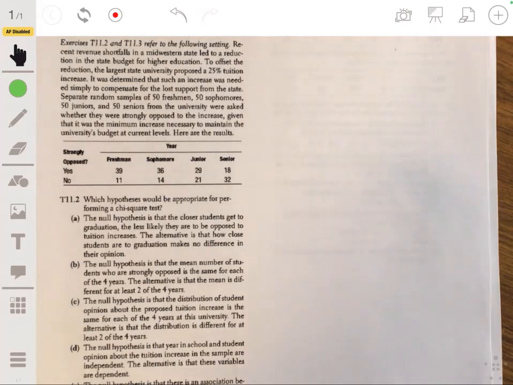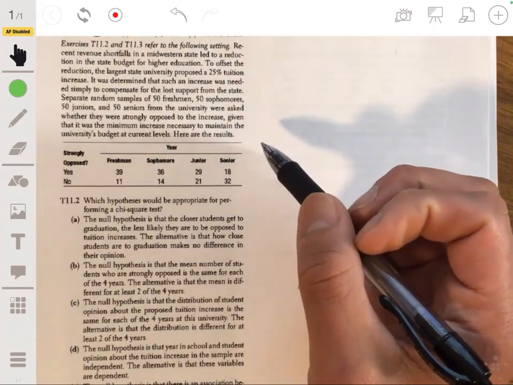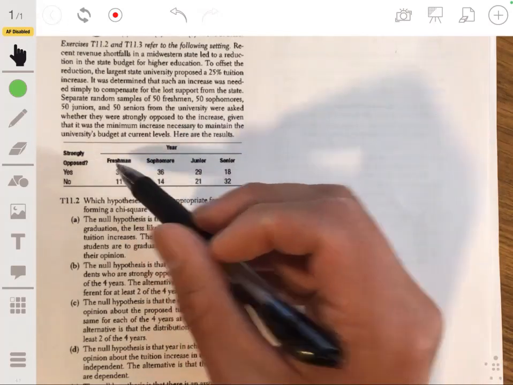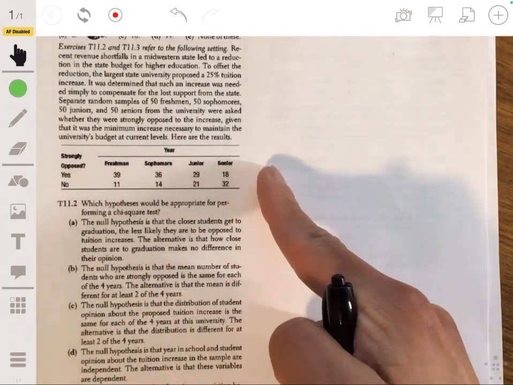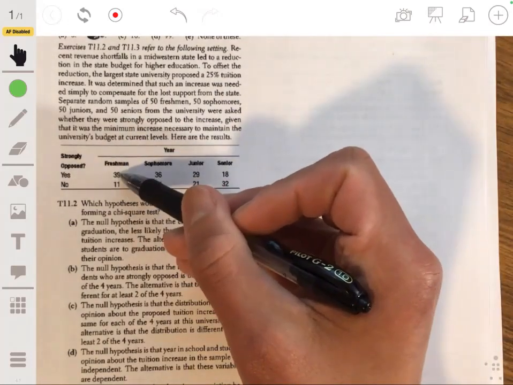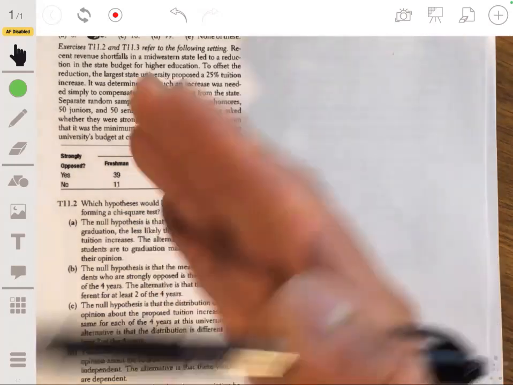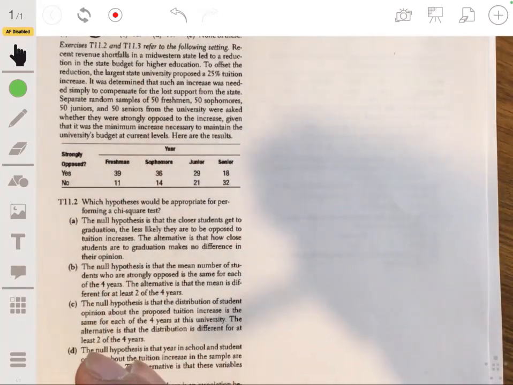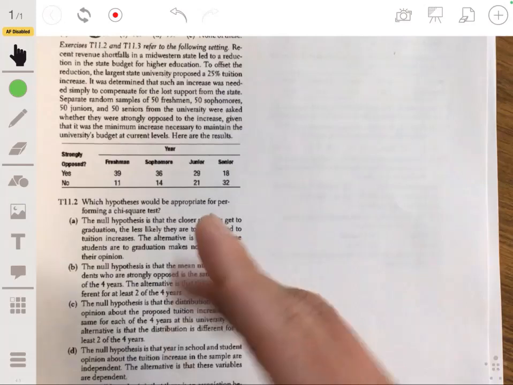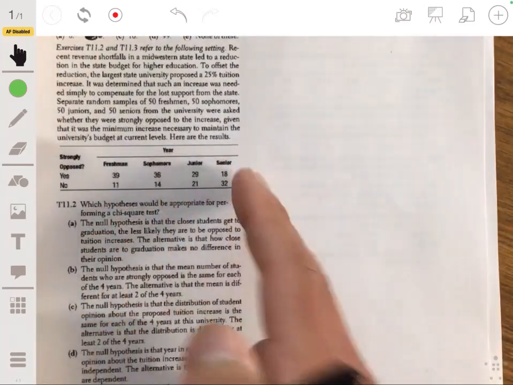Okay, so this is a chi-square test of homogeneity, because you have basically categories across, and then you have different answers for each category. So you have a matrix of rows and columns. The previous example was simply just one row. Remember, this is 2 rows by 4 columns.